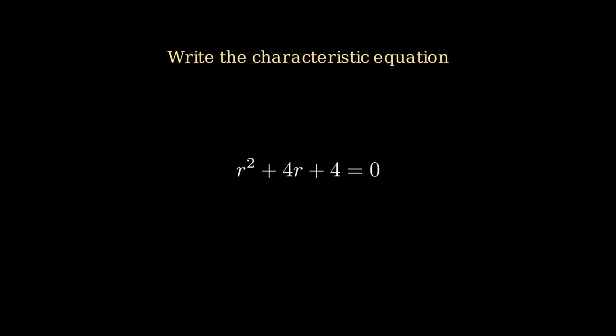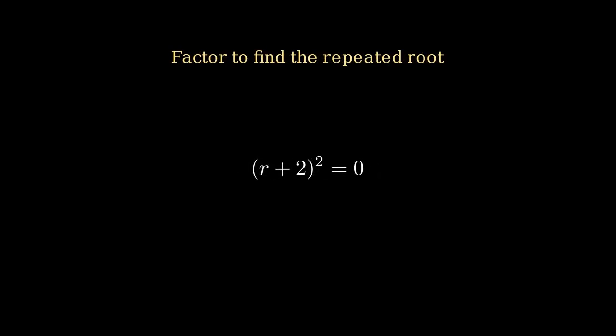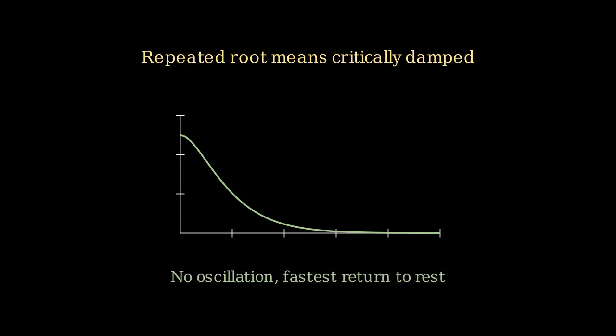To solve this, we write down the characteristic equation, that is, r² + 4r + 4 = 0. Factoring this equation gives (r + 2)² = 0, so we get a repeated root, r = −2. Because we have a repeated real root, this system is critically damped, meaning it returns to rest as quickly as possible without oscillating.